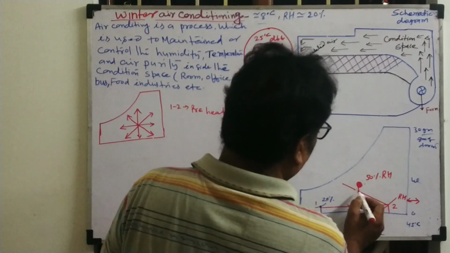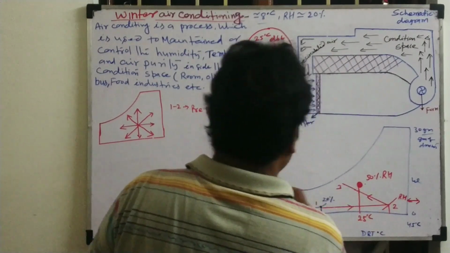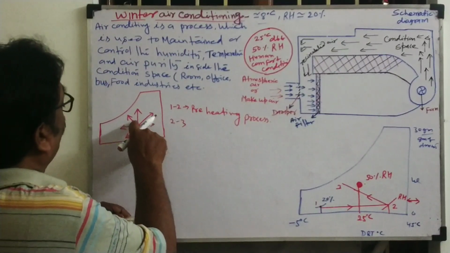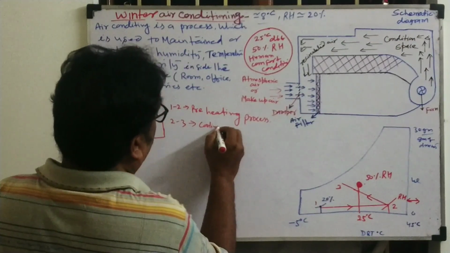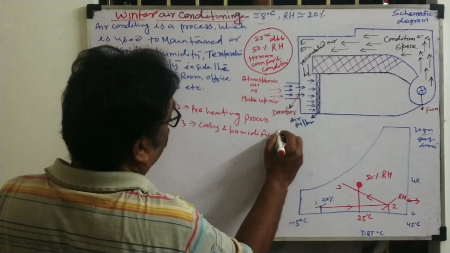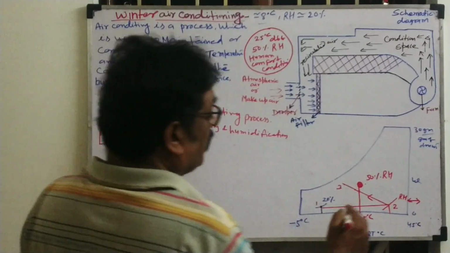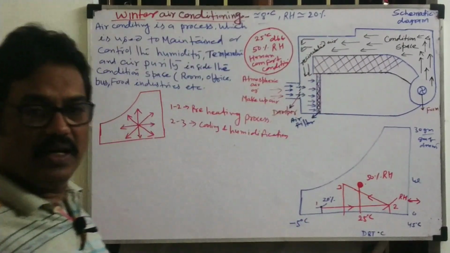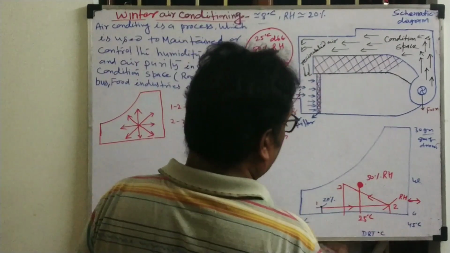What is this process? 2 to 3. Look here, 2 to 3. What is this one? Cooling and humidification. During this cooling and humidification process, what is happening? Moisture improved, but temperature is getting down again below the comfort conditions.